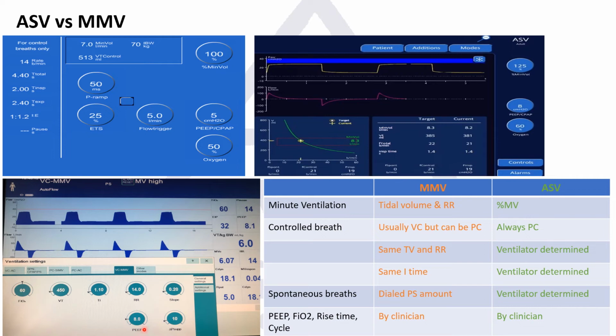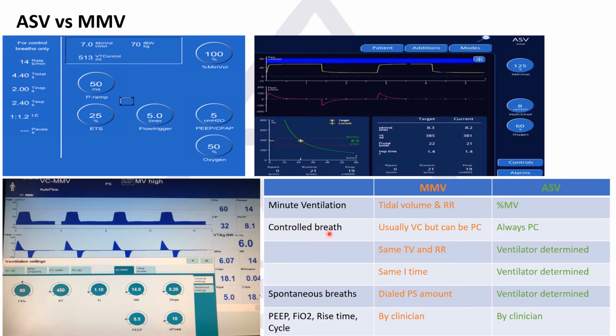Of course, you have to enter the PEEP, you have to enter the FiO2, you have to enter the slope or the rise time here, and you have to enter the delta pressure support for the spontaneous breathing. The pressure support for the spontaneous breathing in ASV is also ventilator determined. So I put that table here for a little bit of comparison. The minute ventilation, yes, there will be minimum minute ventilation, but again here it's clinician determined. You enter the tidal volume and respiratory rate, versus in ASV you enter the percentage minute ventilation.